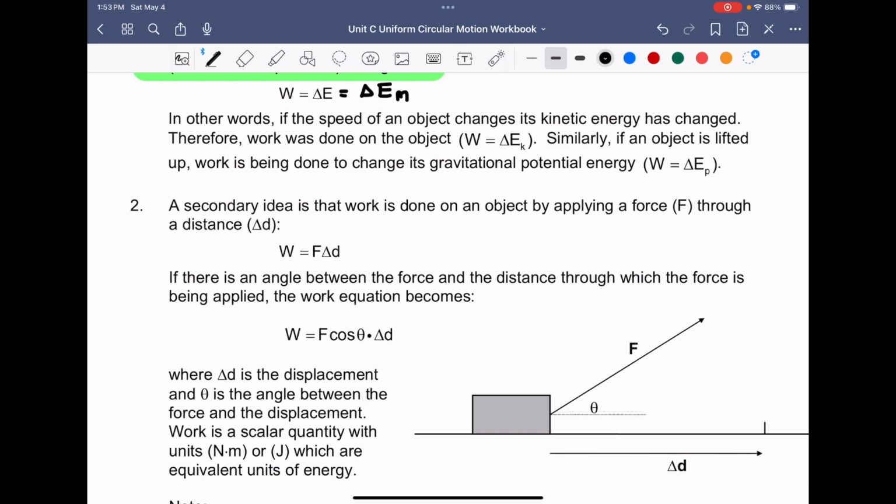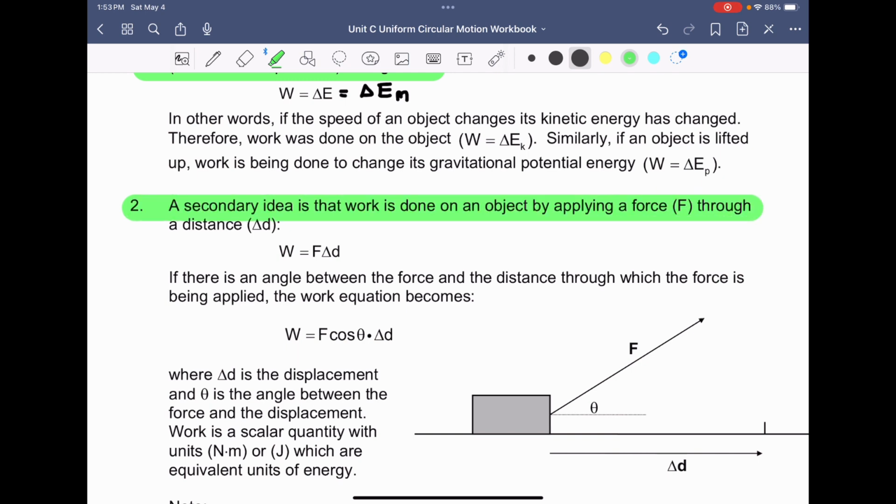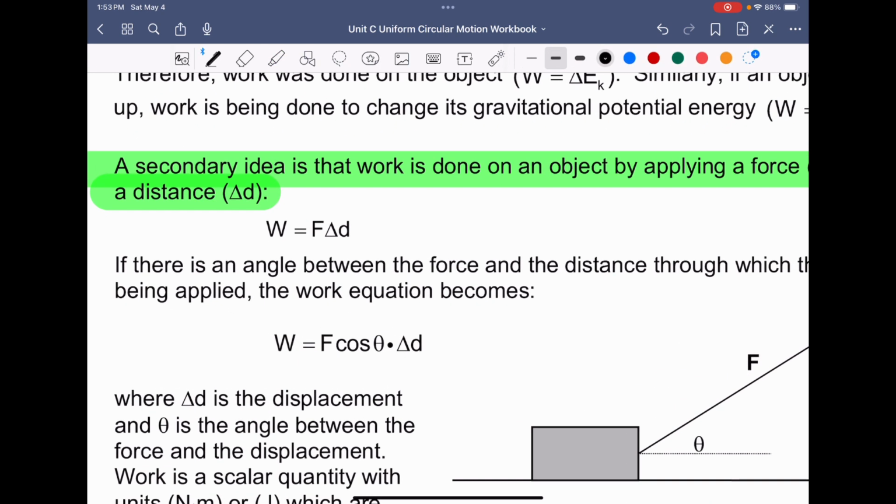The second way we can approach this is to say we can understand the work being done on a system as the amount of force over some sort of distance. And again, on our formula sheet, we see it as work is equal to F delta D.